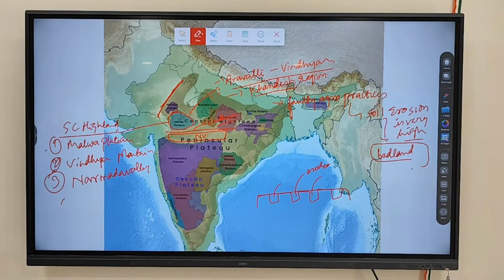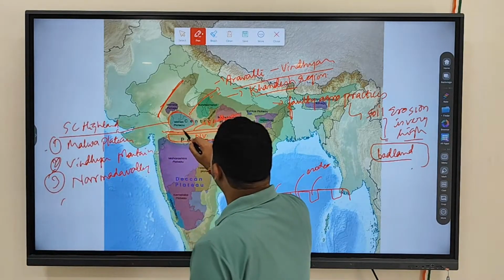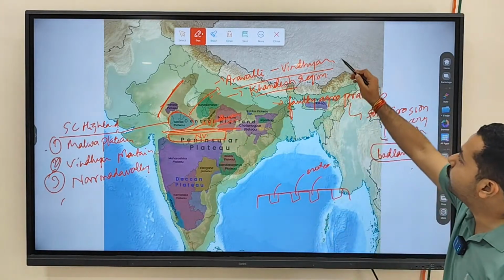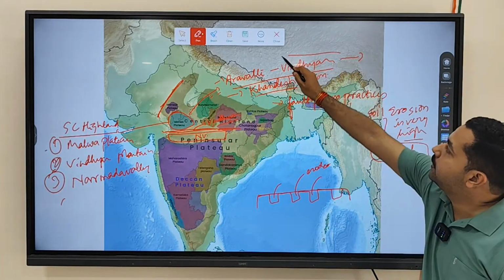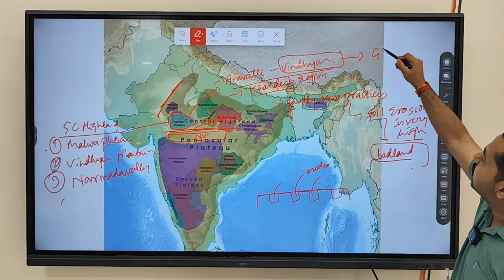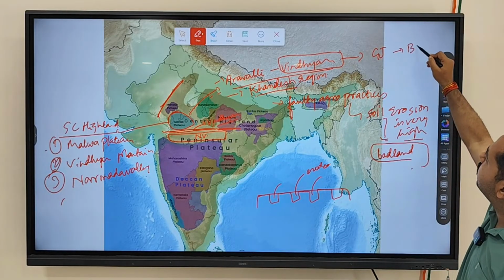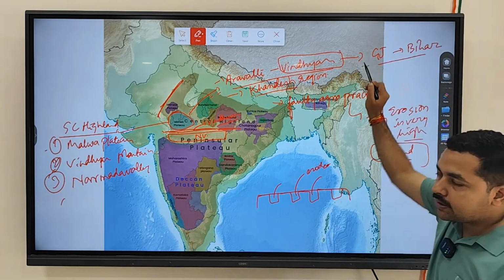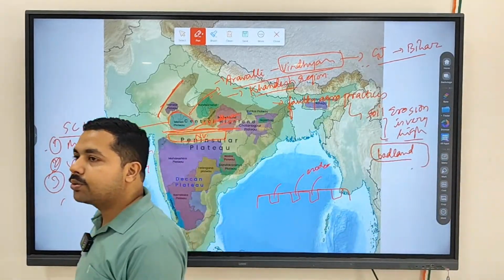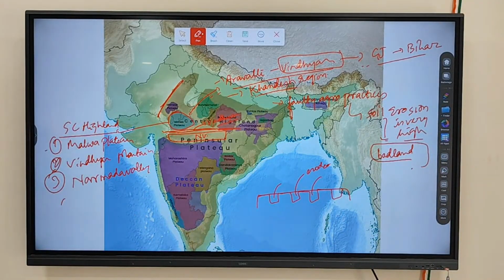The second important is your Vindhyan. Vindhyan is located from where? It is extending from Gujarat till Bihar. So Vindhyan is extending from Gujarat to Bihar. You'll see the extension of Vindhyan mountain. Clear?